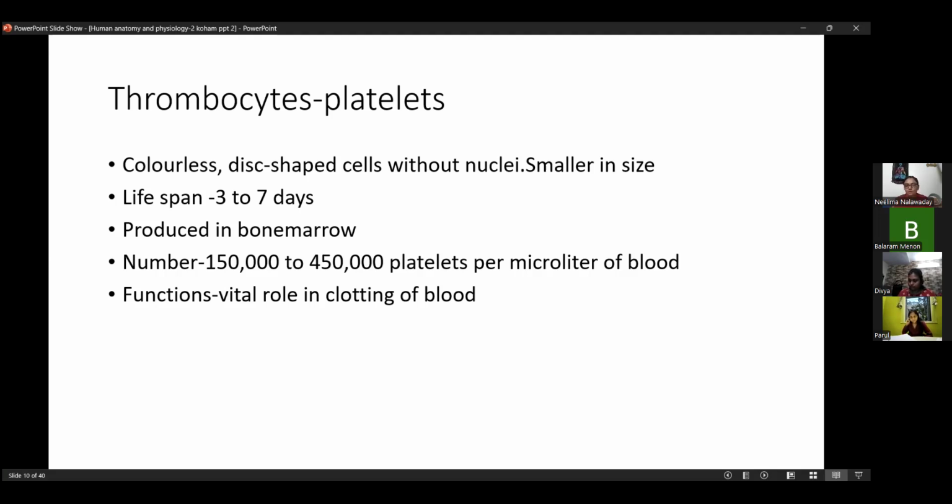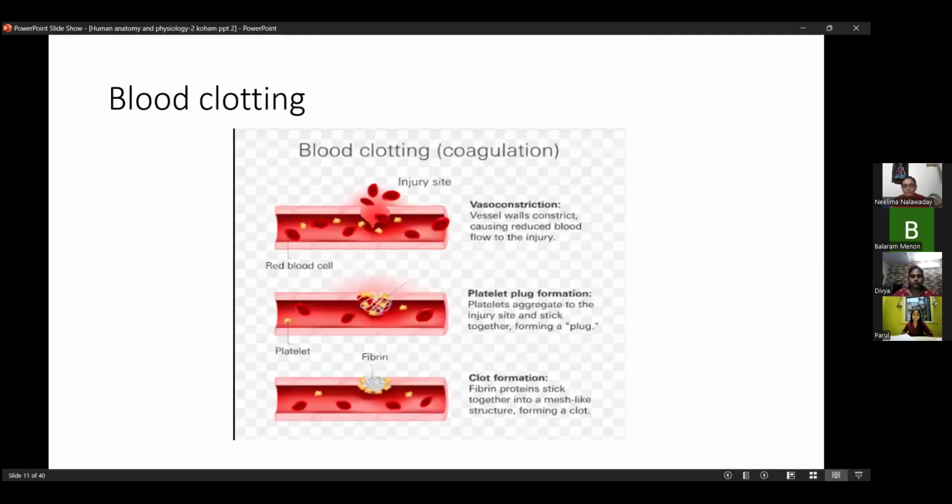Functions: vital role in clotting of blood. So there are some factors related with clotting of blood. Fibrin and fibrinogen, if you are familiar with these words or not familiar, then also it is okay. But two factors are there, present in blood, and responsible for blood clotting, and platelets are also there to help that whole mechanism.